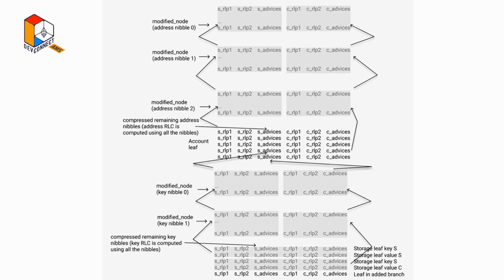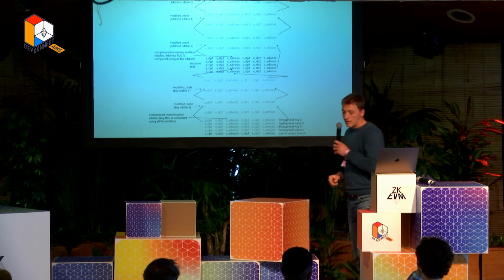Once we arrive at the account leaf, the hash of the account leaf is computed and checked to be in the parent branch. And when we move to the storage tree, we check that the hash of the root branch is in the account leaf. So that's the basic idea.